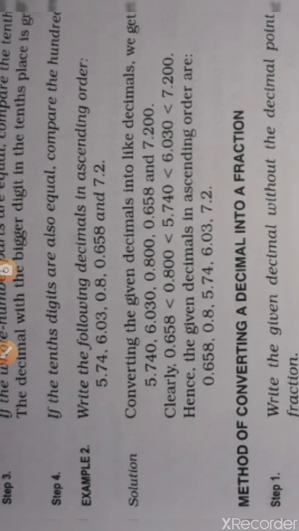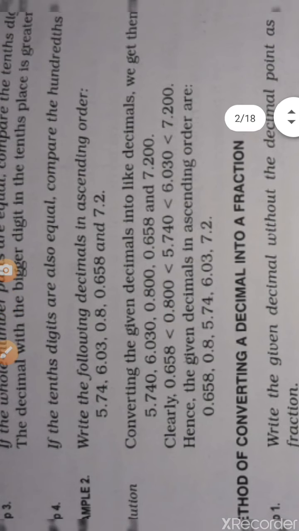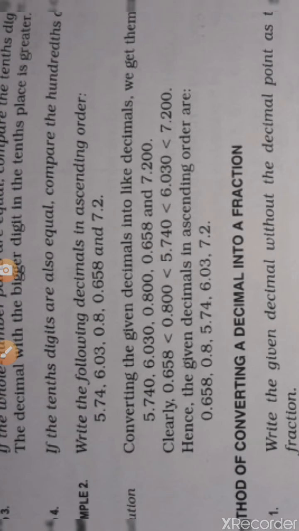We have to arrange it in ascending order. It means lower to greater. We have to write the least number first and then the greater, then greater, then greater, and at last the greatest. In this example, in the book it has been written to convert the given decimal numbers into like decimals, and then arrange them in ascending order. But you can do away with it. It means you can ignore the step of converting the decimals into like decimals. You can just write it directly.